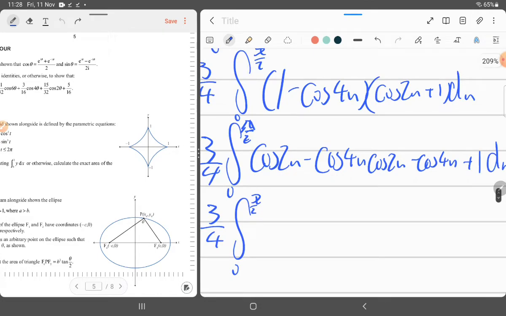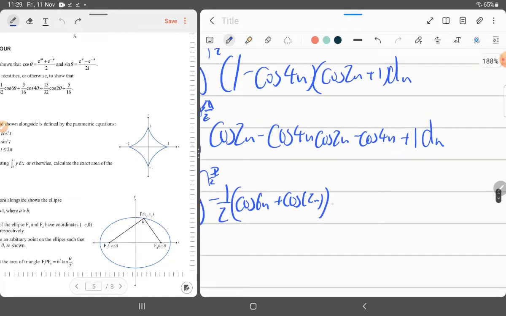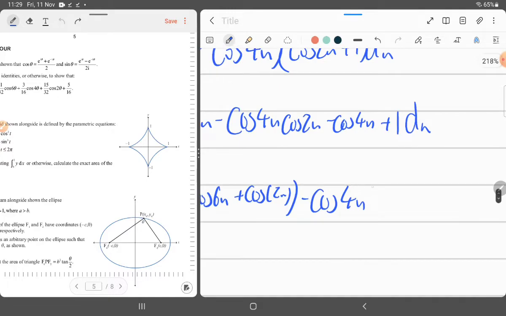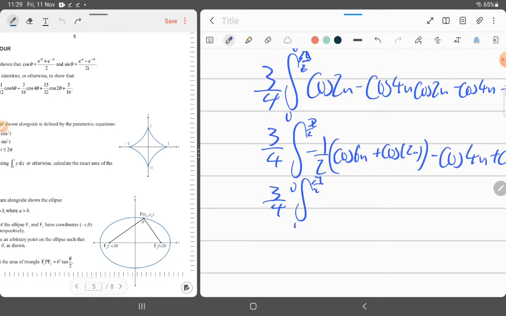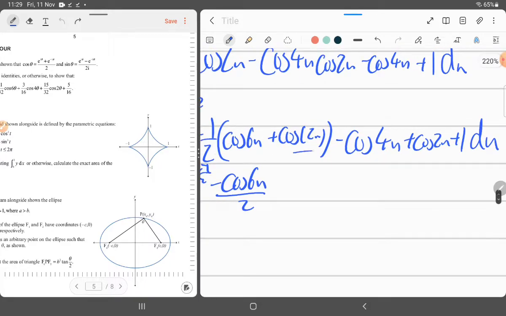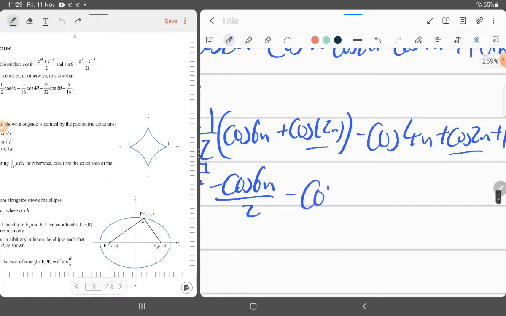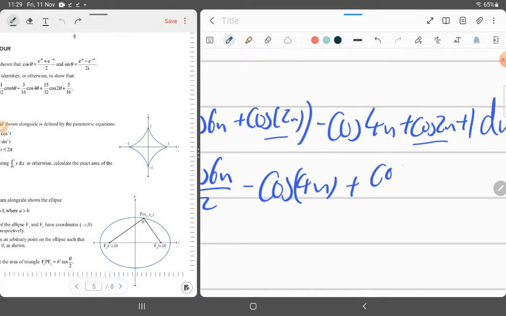So cosine 4u times cosine 2u is half of cosine 6u plus cosine 2u. So it is cosine 4u plus cosine 2u plus 1 du, 3 over 4 integral from pi over 2 to 0. So cosine 6u over 2. This is negative half, then this is positive 1, so actually let's just ignore that for u. So negative half cosine 6u plus cosine 2u, so plus cosine 2u over 2.